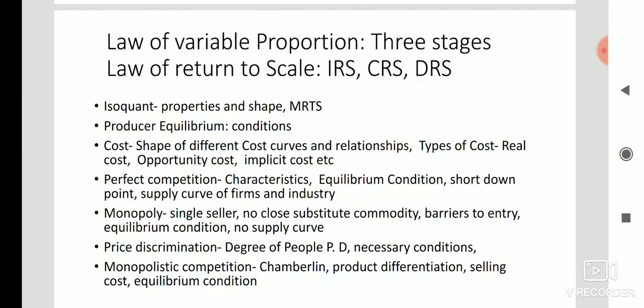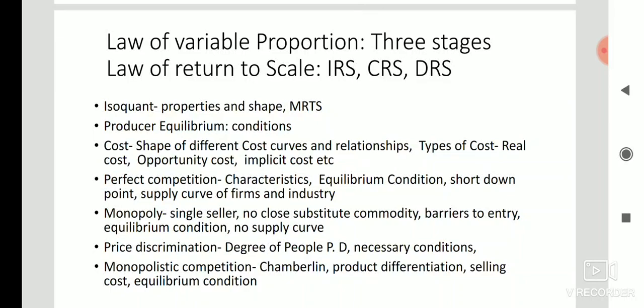Price discrimination, or the degree of price discrimination. Price discrimination means when a producer sells the same product at different prices to different buyers. There are three degrees of price discrimination: first degree, second degree, third degree. In first degree price discrimination, the monopolist sells each unit of the goods at a different price to different buyers.